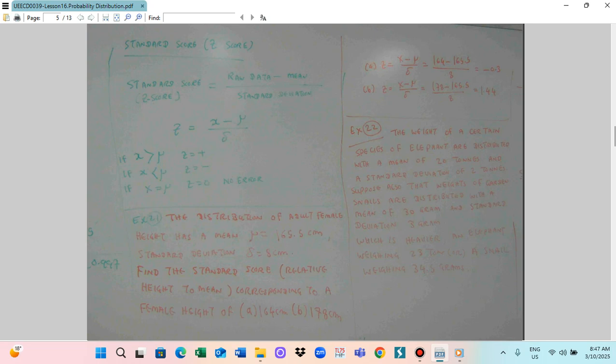Firstly, the weight of the elephant. The elephant's mean is 20. So that we can calculate for the elephant.